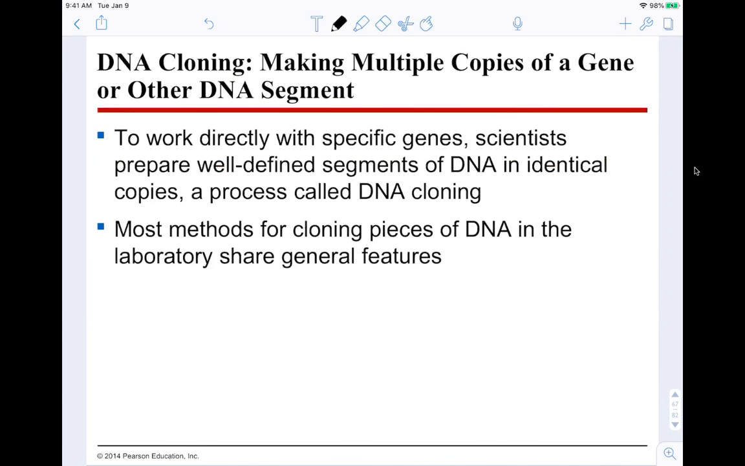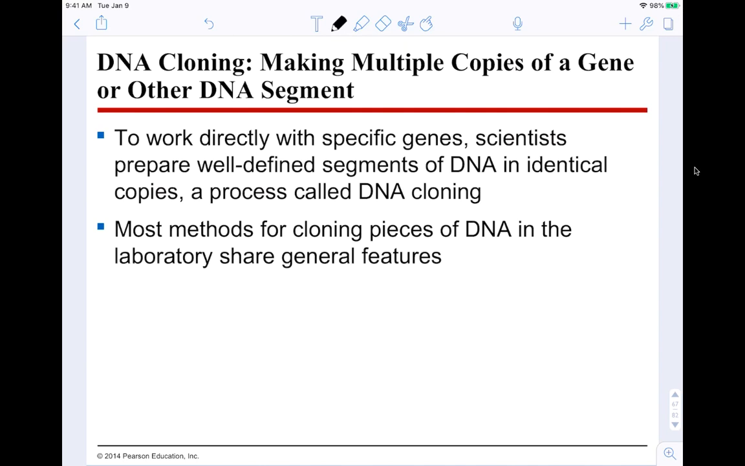So we're going to be talking about making multiple copies of a gene and other DNA segments. And this is happening all the time, and it's very beneficial. So to work directly with specific genes, scientists prepare well-defined segments of DNA in identical copies, a process called DNA cloning, where you just replicate a certain region or the whole thing of DNA.